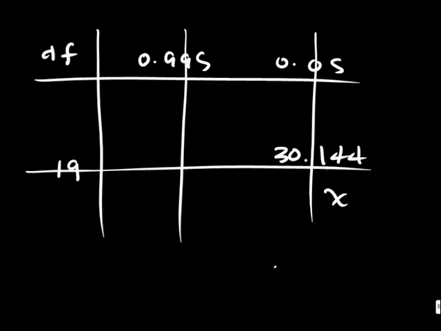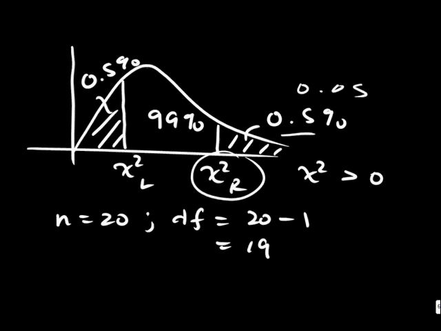Now, again, using our chi-square table, the area to the right of the left chi-square value, well, 99% is 0.99, and 0.5% is what we were looking for, excuse me. So the area to the right will be the 0.995.